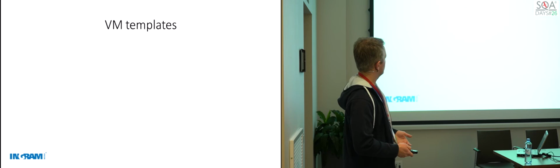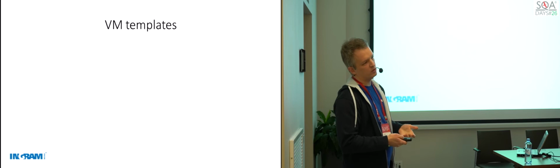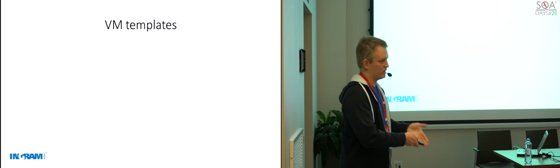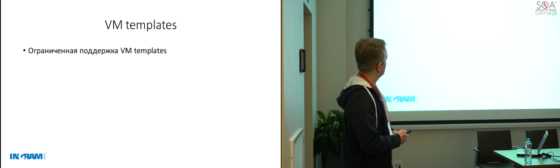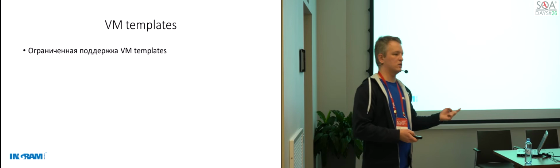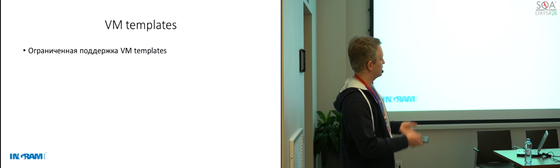For example, usage of VM templates. When you use virtual machines with Windows, you don't want to install Windows from scratch on a clean image, so you prepare it in advance and use it as a template. And the virtual storage has limited support of these templates. If you use the same templates in different cluster components, you will have to copy it for each member of the cluster because you cannot share it.